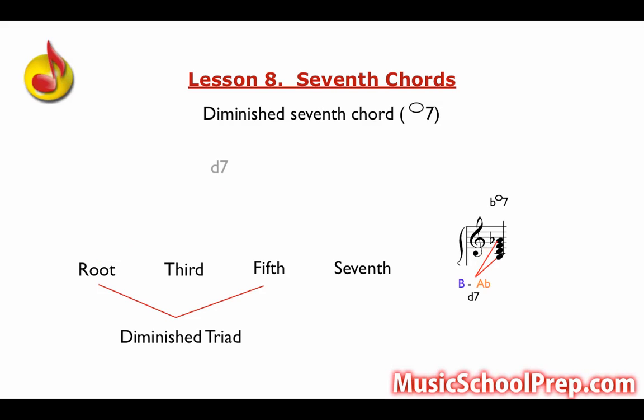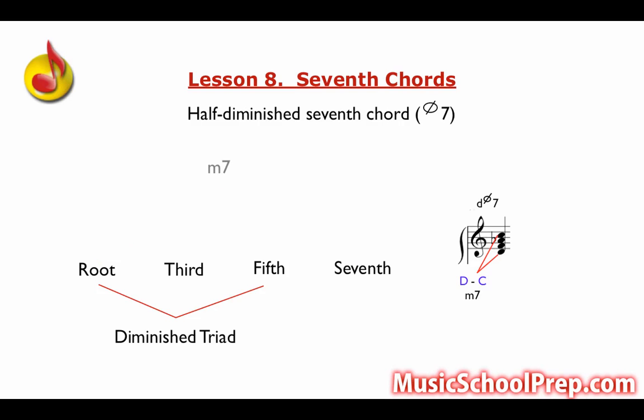A diminished triad with a diminished seventh between the root and seventh is called a diminished seventh chord. In this example, the diminished seventh interval between the B and A flat is outlined for you.